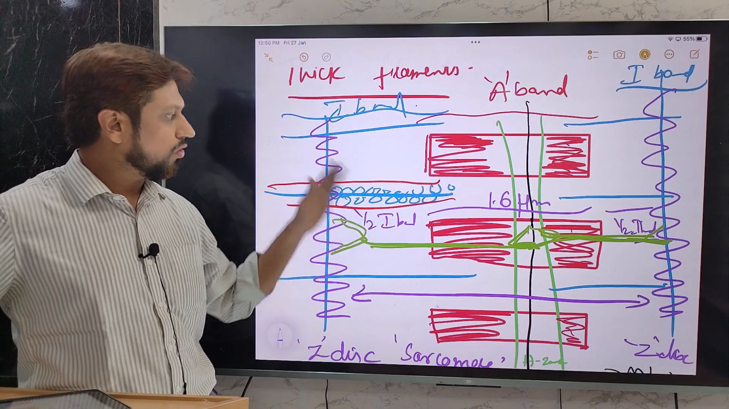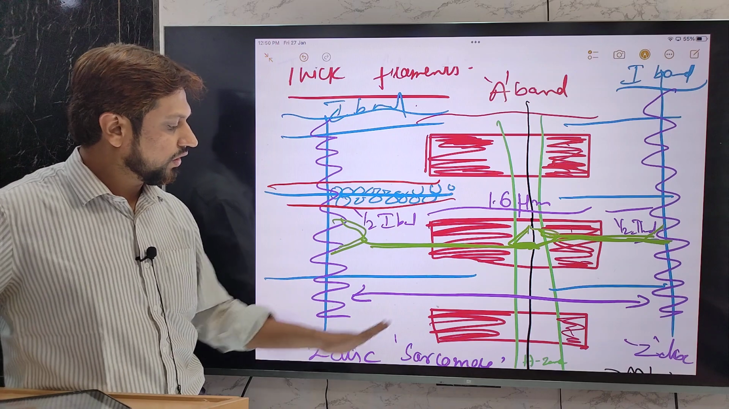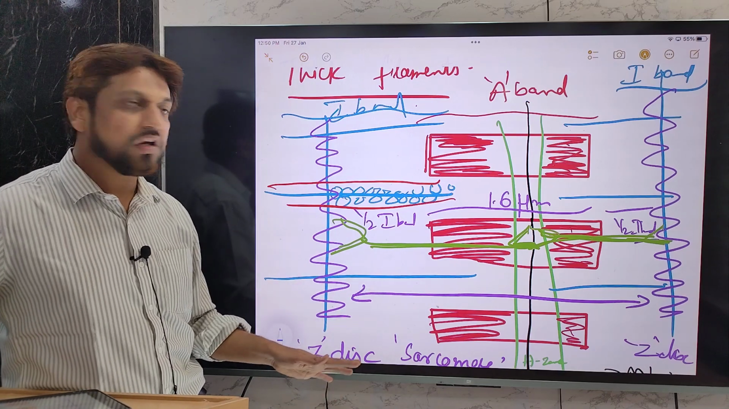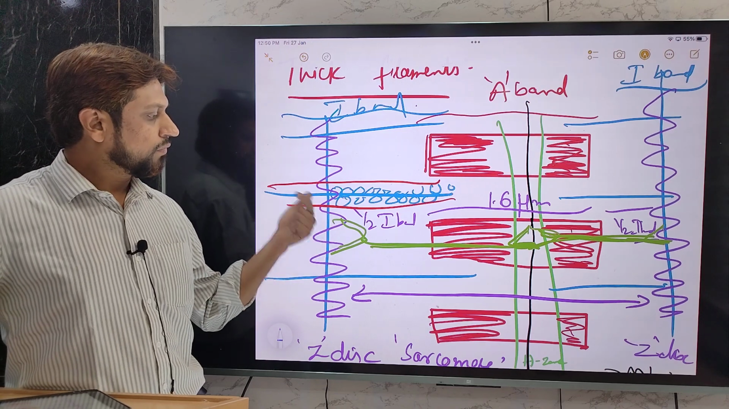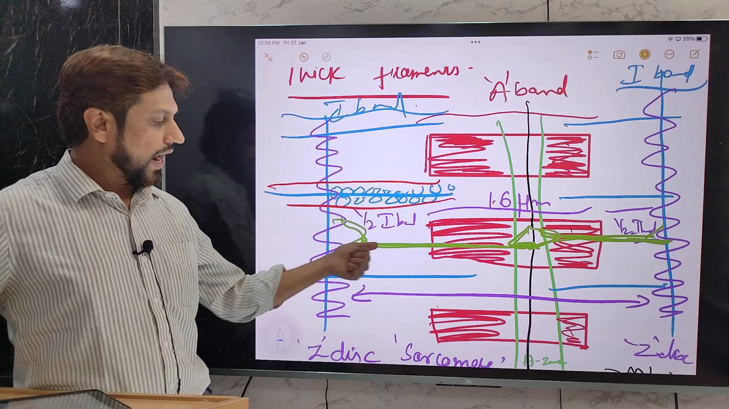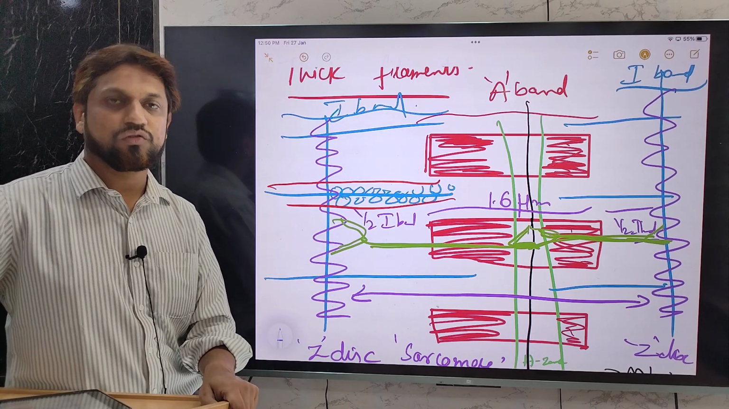Then we have discussed the Z line or Z disc and the sarcomere, and also the regulatory proteins like nebulin, actinin, titin and alpha dystrophin.